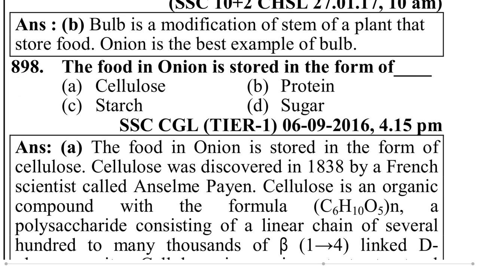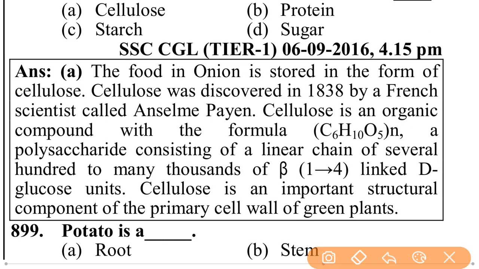The food in onion is stored in the form of cellulose. Cellulose was discovered in 1838 by French scientist called Anselme Payen.